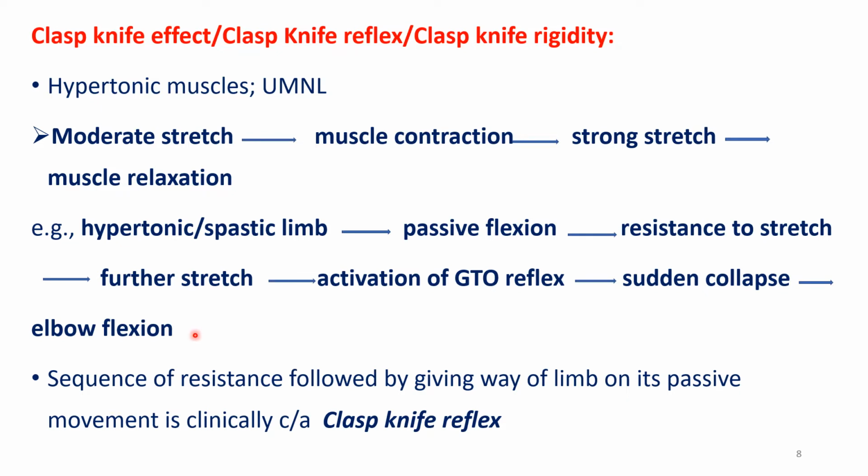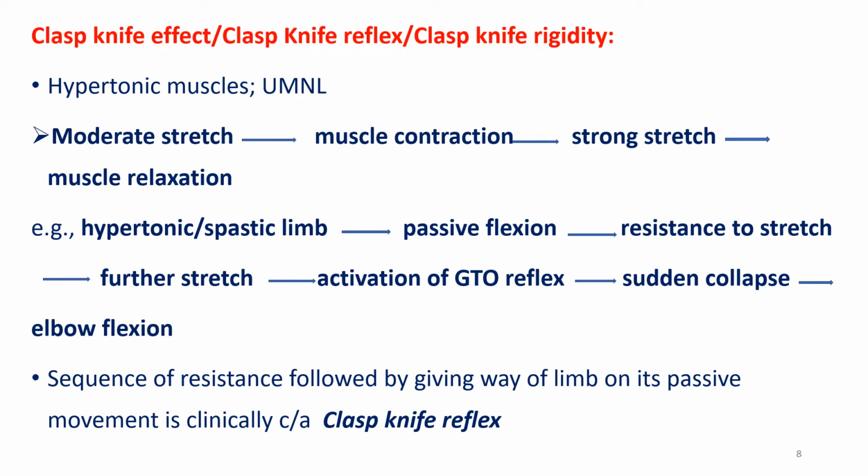We encounter no resistance. So again, if we continue the stretch, again the same thing will happen. So there will be a particular sequence in the muscle, a sequence of resistance followed by giving way of the limb on its passive movement, and this clinically is called the clasp knife reflex or clasp knife effect or clasp knife rigidity.